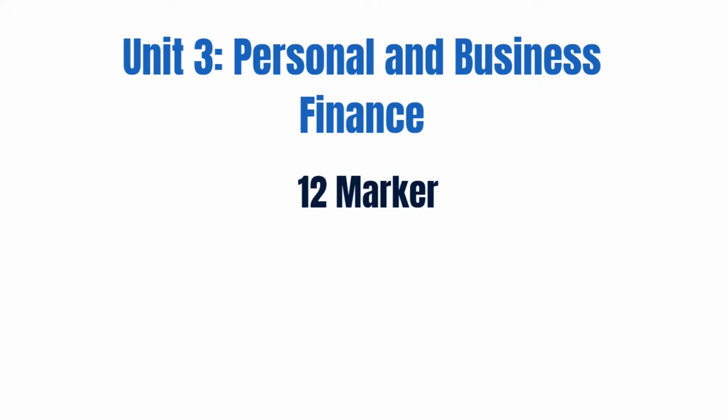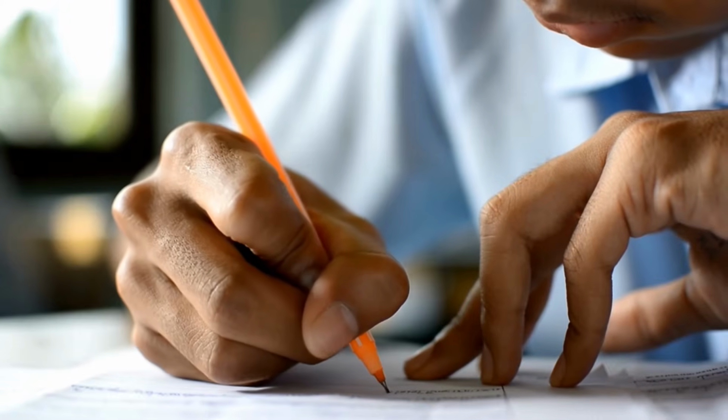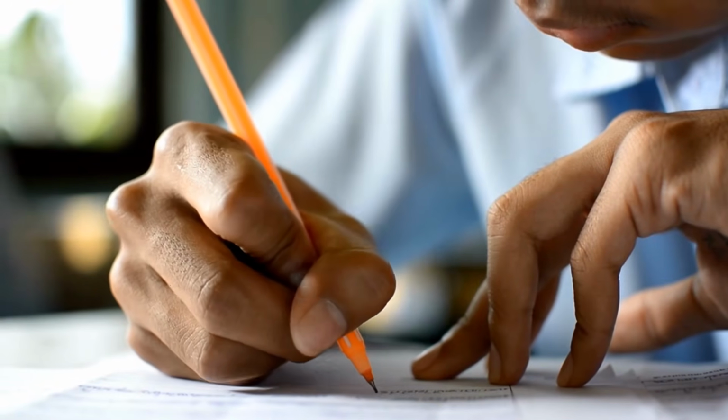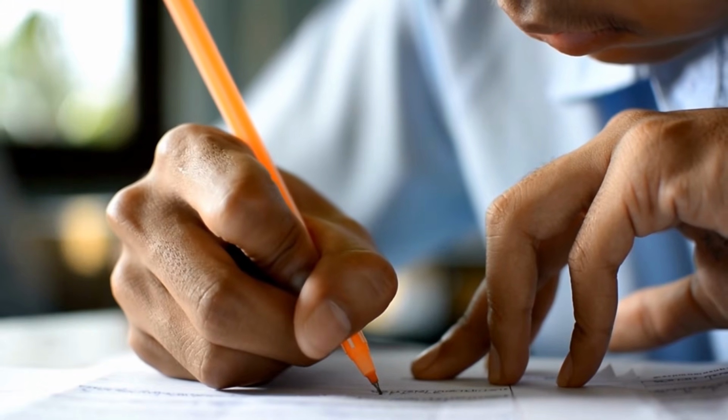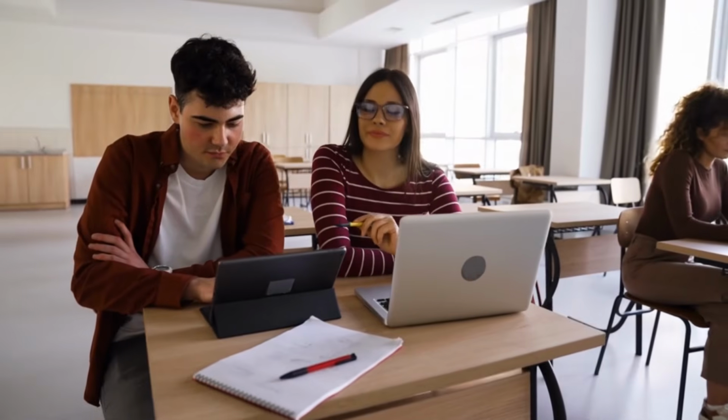This video is the last in a series of exam techniques for BTEC Business Unit 3. As you've read in the title of the video, this video will focus on the 12 marker. You'll find two 12 markers in your Unit 3 exam, which equates to 30% of your paper. So it's imperative that you know how to master these type of questions and that you practice them beforehand.